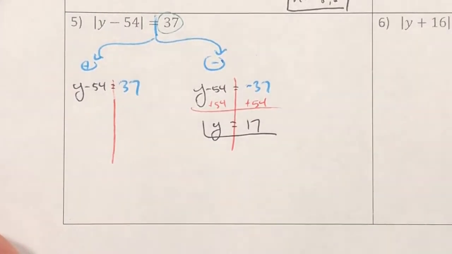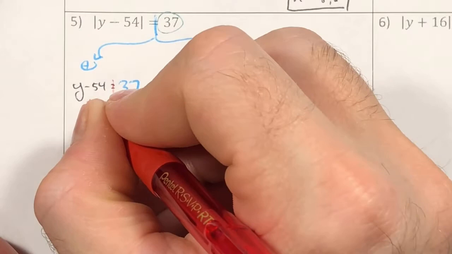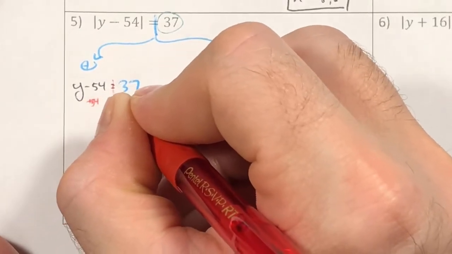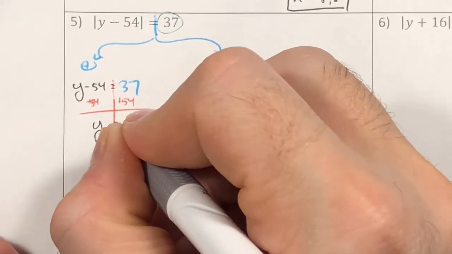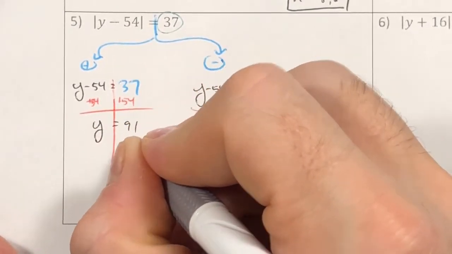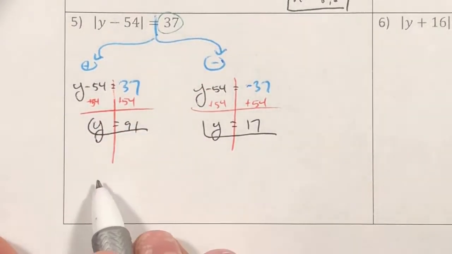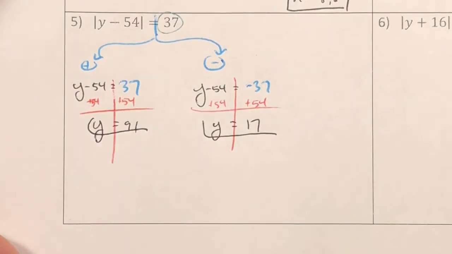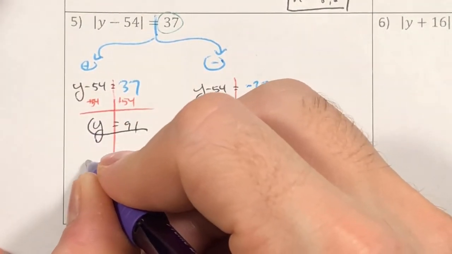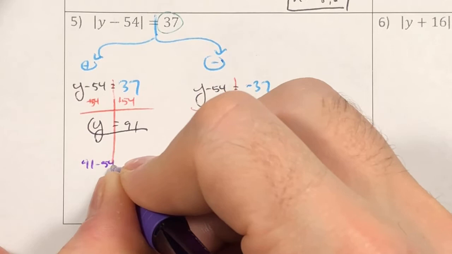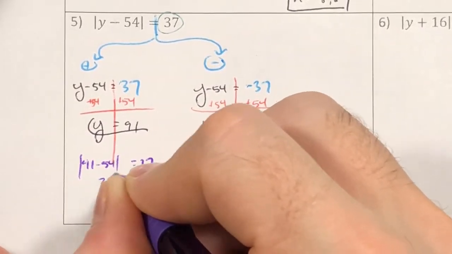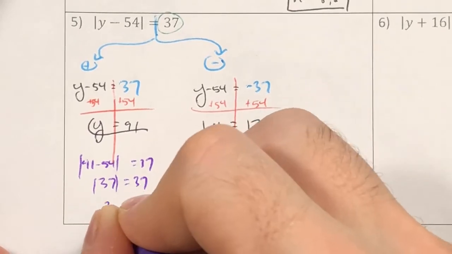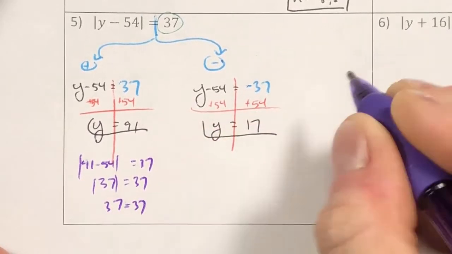For my other one over here, I'm going to add my 54 just like before. Plus 54. Written very poorly, but oh well, we get the idea. Y is equal to 54 plus 37, which is 91. So we're going to check our work on both of these. And I get, let's see, 91 minus 54 is 37. 37 is equal to 37.